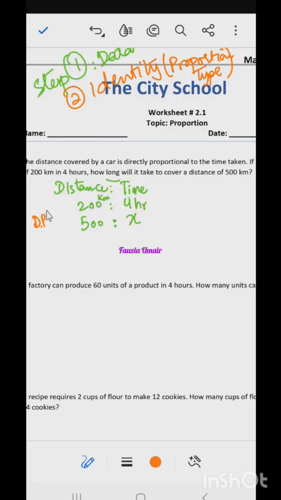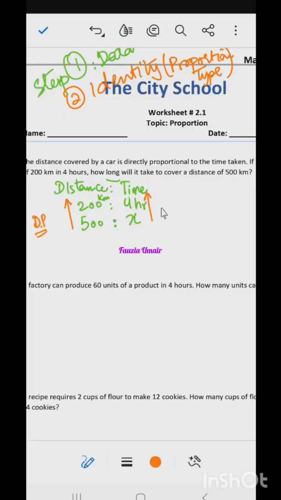Okay, so now if it is direct proportion, put both arrows in the same direction like this. I am changing the color for the second step so that you know what the second step is. The second step is to identify the proportion type and use arrows. If it is direct proportion, both arrows are in the same direction. If it is inverse proportion, then we will put the arrows in the opposite direction.